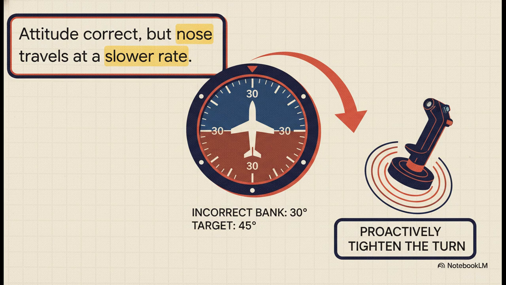But sometimes your attitude is actually spot on, but you're dealing with an incorrect rate of turn. This basically means the nose is creeping around the horizon way slower than it should be for a steep turn. If you glance at your dash and see the artificial horizon is only showing a 30-degree bank instead of that target 45, the fix is super simple. You just have to proactively tighten the turn. You do that by rolling the bank up to the proper angle and simultaneously pulling a bit more backward pressure.